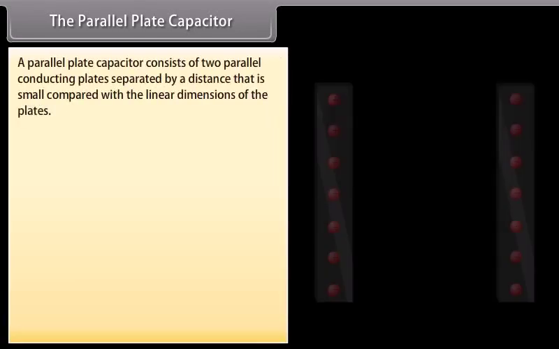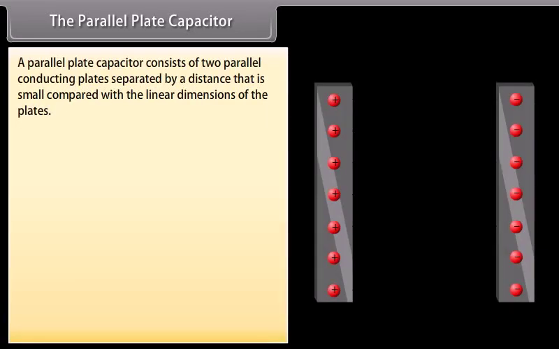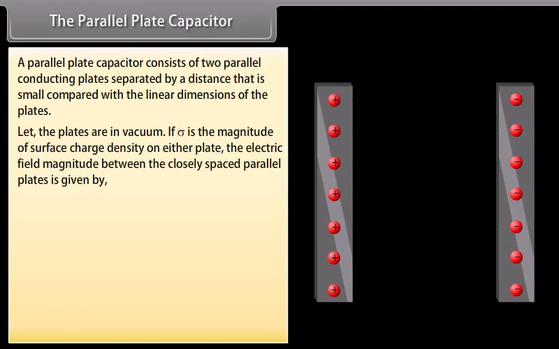The parallel plate capacitor. A parallel plate capacitor consists of two parallel conducting plates separated by a distance that is small compared with the linear dimensions of the plates. Let the plates be in vacuum. If sigma is the magnitude of surface charge density on either plate, the electric field magnitude between the closely spaced parallel plates is equal to sigma upon epsilon naught.